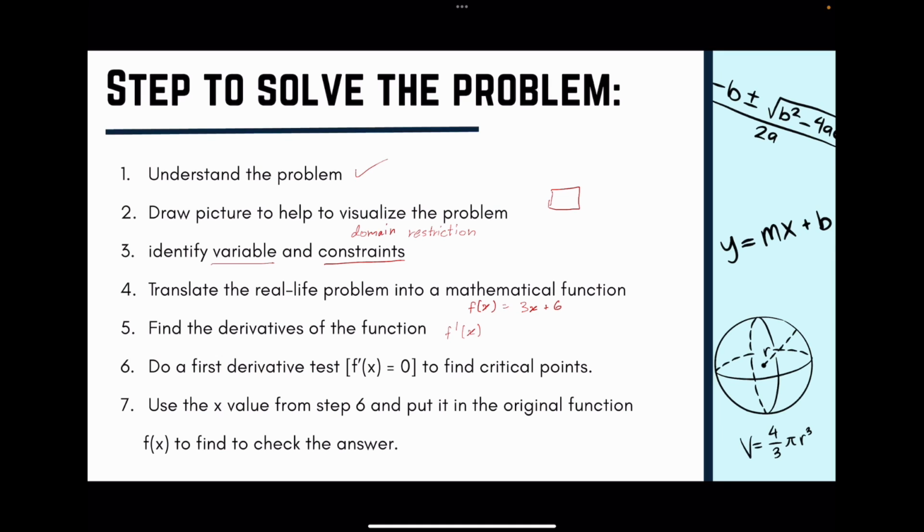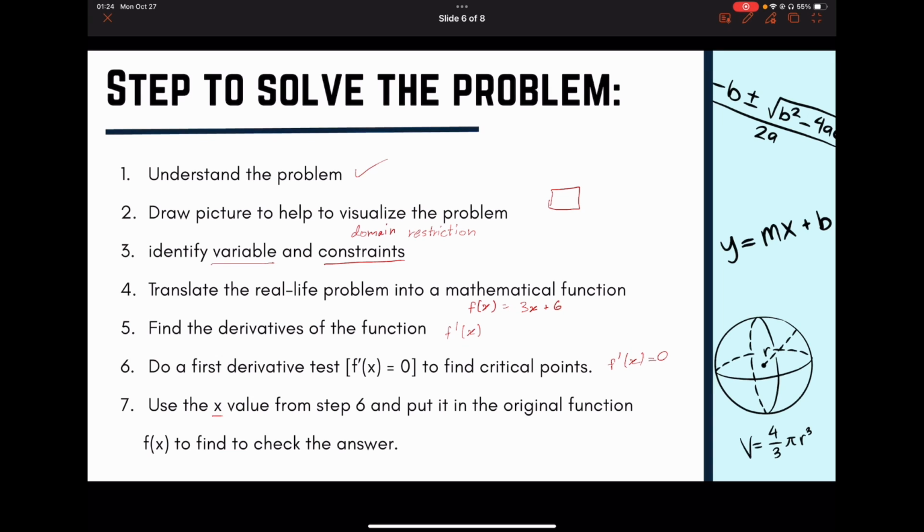And step 6, you can use the first derivative test, that is f prime of x equal to 0. As I have mentioned before, you can get the maximum or minimum. And for the last step, you can take the x value that you get from step 6 and put it back into the original function to check the answer.